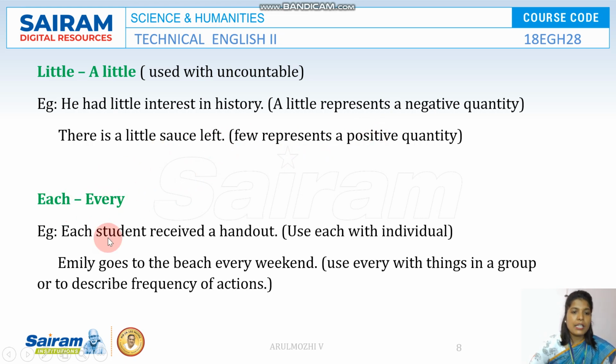Each and every. Each is used to represent individuals. Okay, each student received a handout. Each one of you should come and meet me. I am inviting you individually. But if I say everybody must come and meet me, it is a common note to everybody. Okay, to a group. This is addressed to a whole group. Emily goes to the beach every weekend.